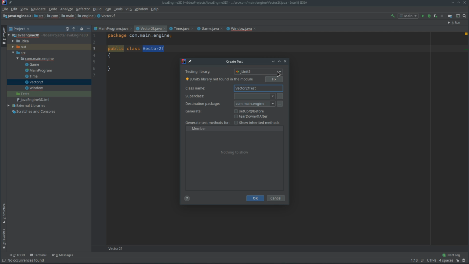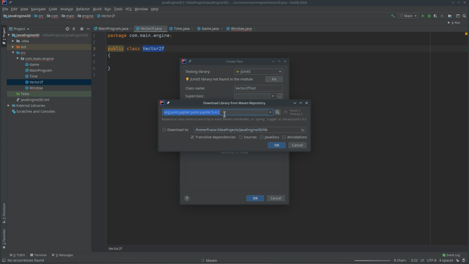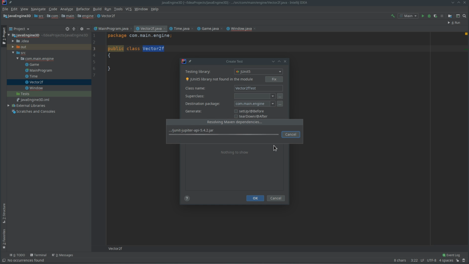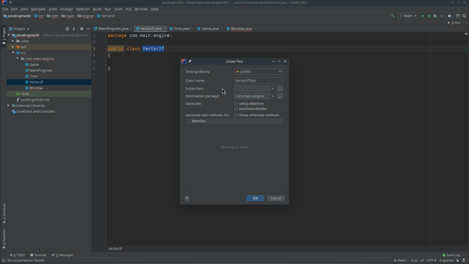JUnit 5. Okay. Ooh, we get different ones. Alright, JUnit 5 it is. Fix. Okay. Are there any other ones? Okay. It's going to be coming into libs in here. Okay. Here we go. JUnit 5. As you can see, I've never done it before. Superclass, blah, blah, blah. Set up at before, tear down at after. Generate test methods for.